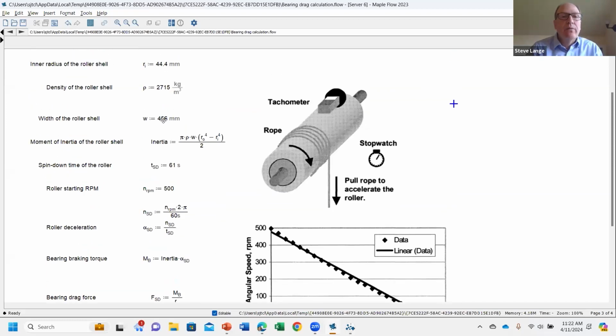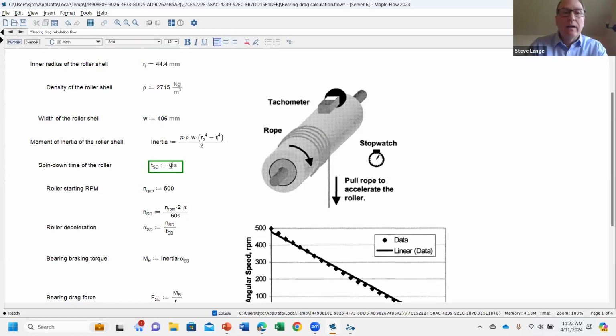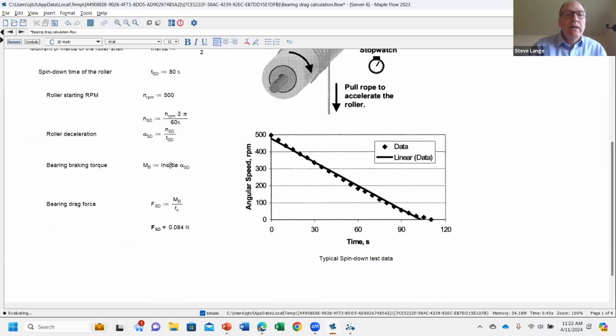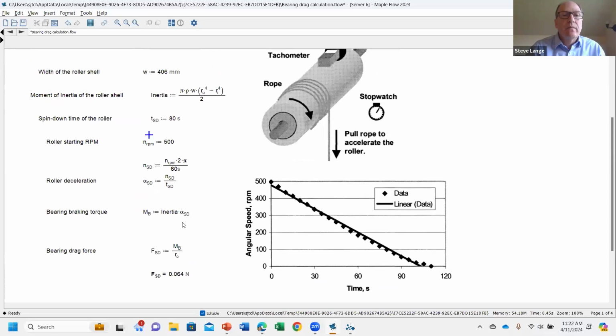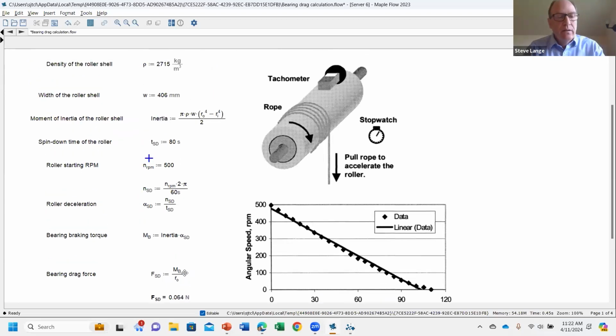So for example, if it took longer for this roller to spin down, let's say it took 80 seconds, instead of 0.084, since it went for longer, then obviously it has lower drag. So that's just an example of the bearing drag.